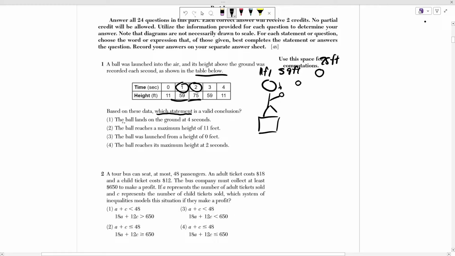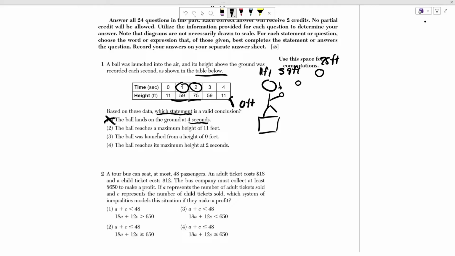So based on this table, which one of these statements is a valid conclusion, or which one is correct? Choice 1 says the ball lands on the ground at 4 seconds. Well, in order for something to land on the ground, its height has to be 0, right? The ground is 0 feet in the air. If you're 1 foot in the air, you're still in the air. If you're 0 feet in the air, you're on the ground, okay? So if the ball was on the ground at 4 seconds, we should see 0 feet at 4 seconds, but instead we see 11 feet, which means that the ball did not reach the ground at 4 seconds. It's still 11 feet in the air.